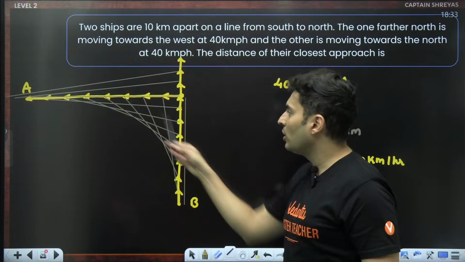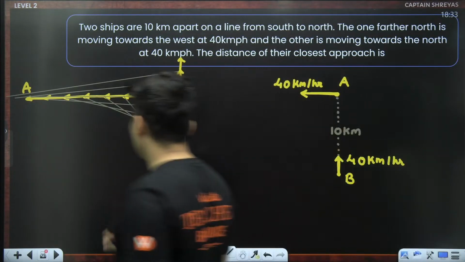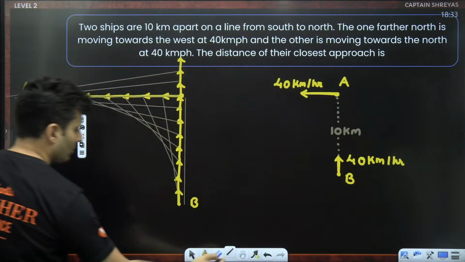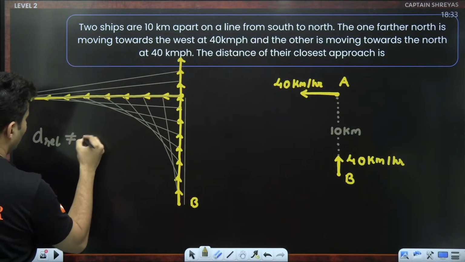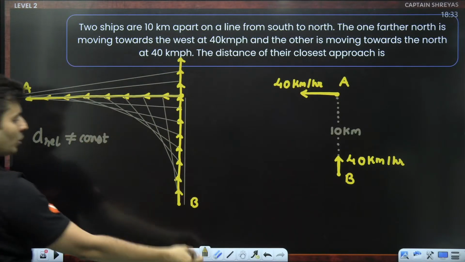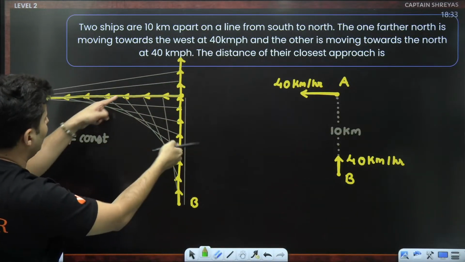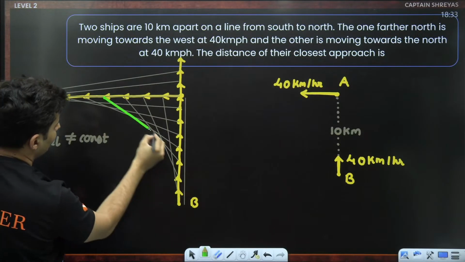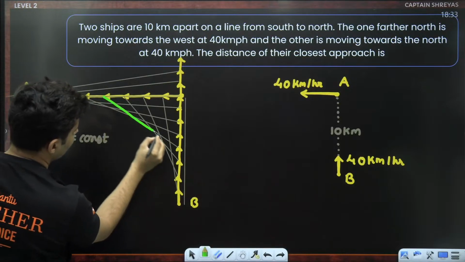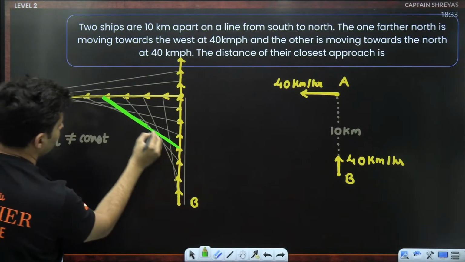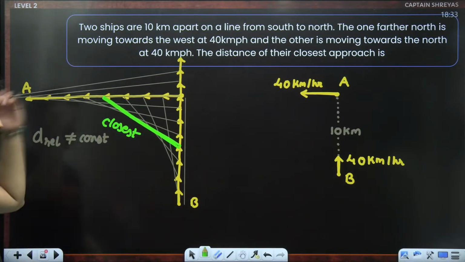I don't know which of these lines is the closest. The distance is continuously changing; it is not at all a constant. One of them could be the closest. Maybe this one or this one, I'm just guessing. Maybe this one is the closest distance. Who knows? So there might be a line which is probably the closest. This is just for your understanding.